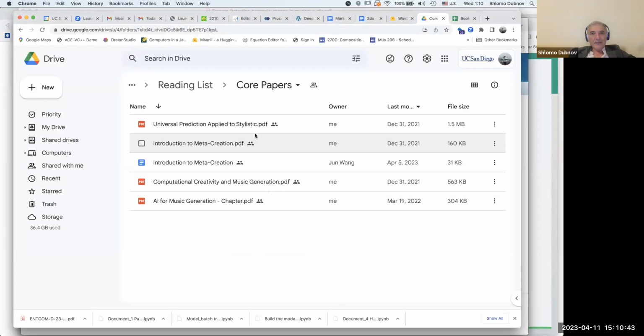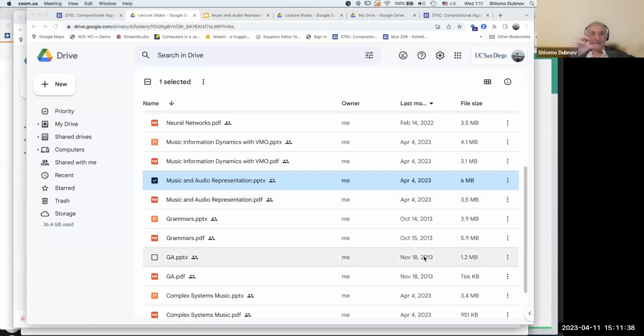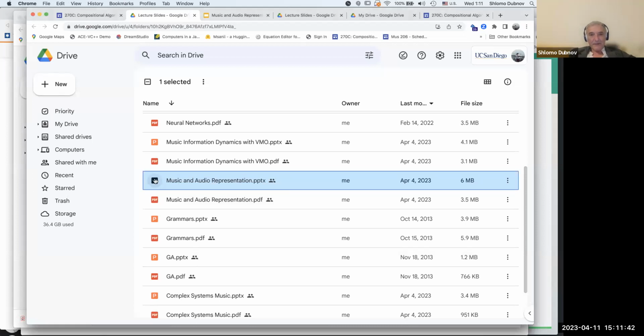So let's try to move on and see where we are. Let me quickly find the slides before I scroll through all the open tabs. Okay, that was a full screen, that's why I couldn't find it. All right, let's move to the next set of slides for the first part of the class.